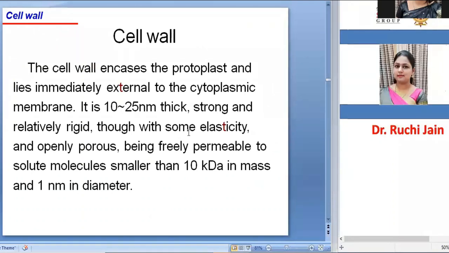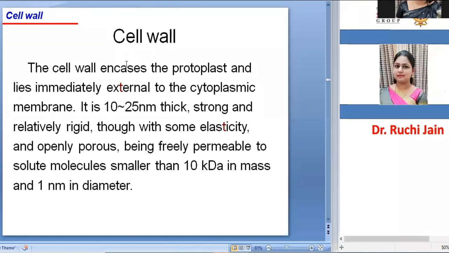Cell wall, which we have described previously. The cell wall is 10 to 25 nanometers thick, strong and relatively rigid, though some elasticity is there, and a porous nature is also there. So outside the plasma membrane, the cell wall is present.